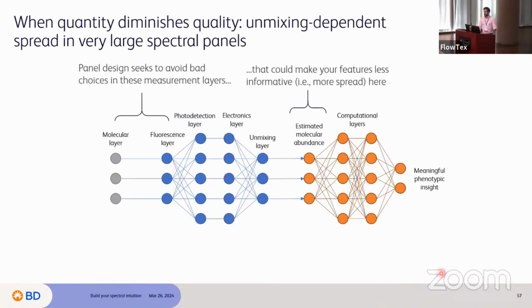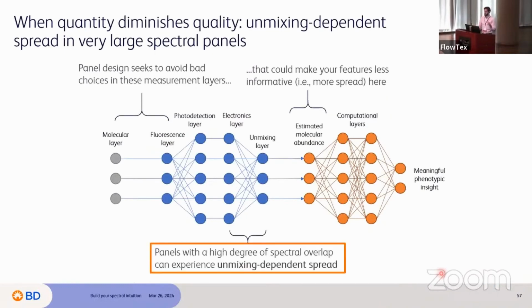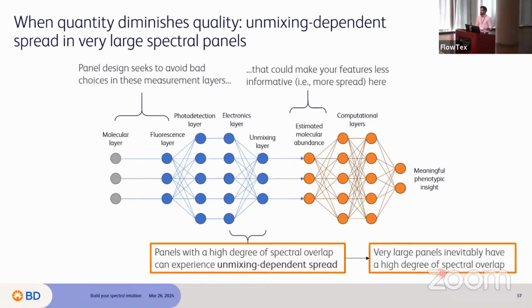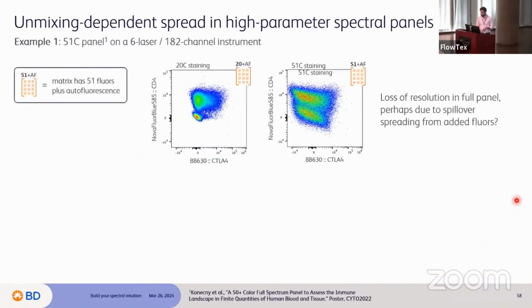Okay, why that matters is when we think about this feature engineering process, when we think about making really high complexity, high plexity panels, we're going to inevitably have a high degree of spectral overlap. And that can lead to something called unmixing dependent spread. And this is going to be essentially the limiting factor for how big a panel can get currently. What this means, I can illustrate with a quick example.